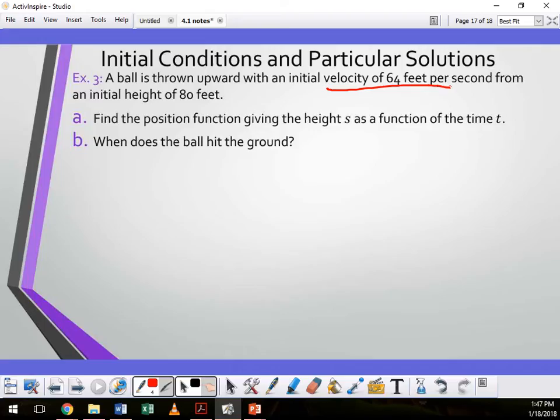What do you think that initial height is going to help me solve? The initial condition, right? That's our C. It's going to help with my C. Okay, so I'm starting with velocity, aren't I? So how would I write this out?